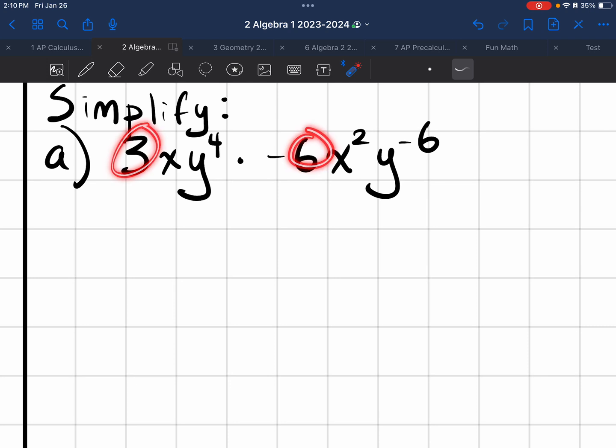3 times 6 is 18. A negative times a positive is a negative, so this is going to be a negative 18. Now let's look at all the x's. Again, really there's a hidden multiplication symbol happening between every single one of these terms. So everything is being multiplied.